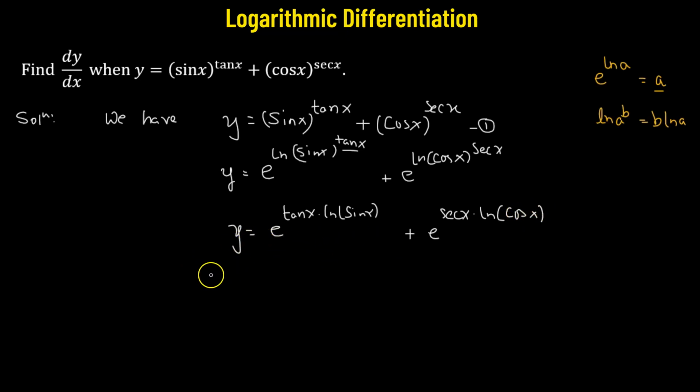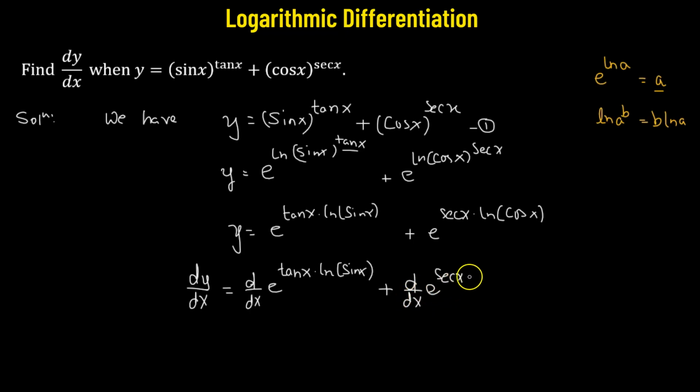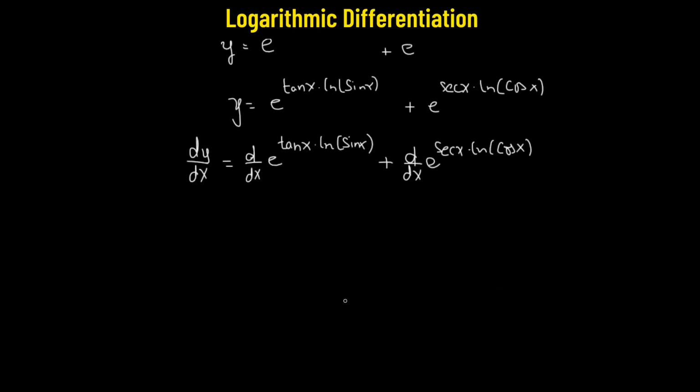Now what we'll do, we'll take the derivative on both sides with respect to x. Derivative of y with respect to x equals derivative with respect to x of e raised to the power of tangent of x multiplied to natural log of sine x, plus derivative with respect to x of e raised to the power of secant of x multiplied to log of cosine of x. Right. Now we'll find the derivative of each of the two terms.